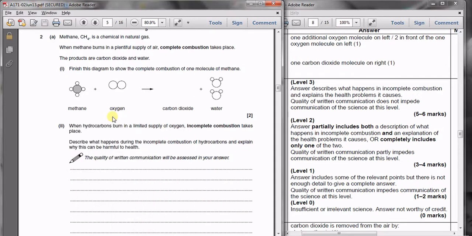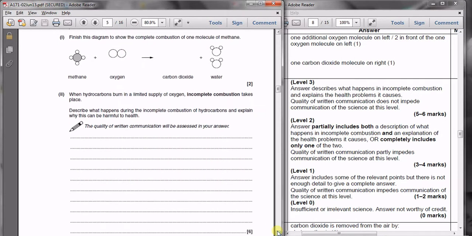Okay. But the second mark is for adding a second oxygen, because you should recognise that you've got 4 oxygens, so 1 within the water, plus 2 within the carbon dioxide makes 4, and we only started with 2 here, so we need a second oxygen molecule. Okay, so that's your second mark there.